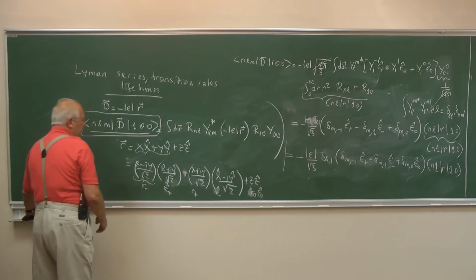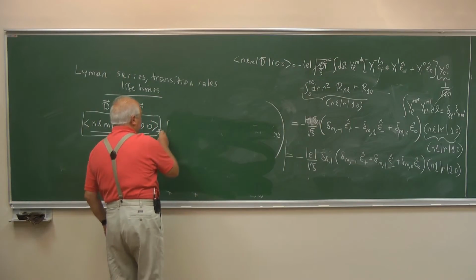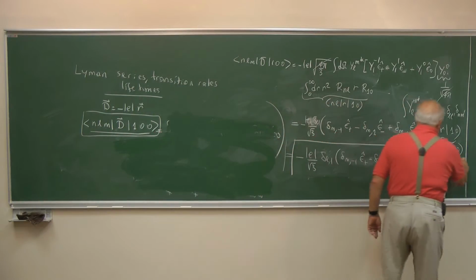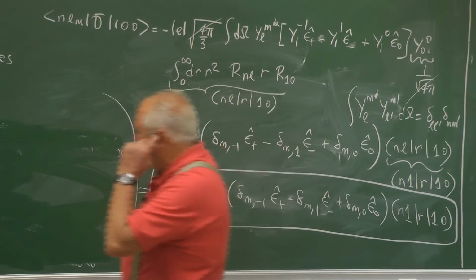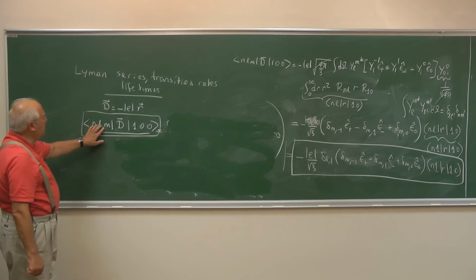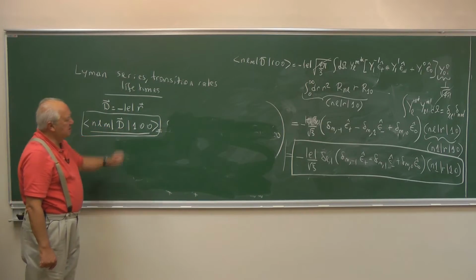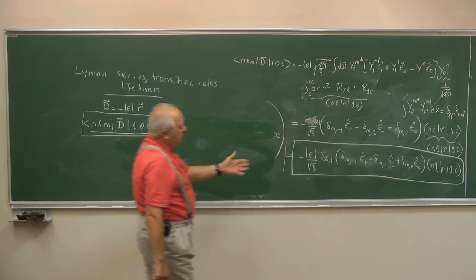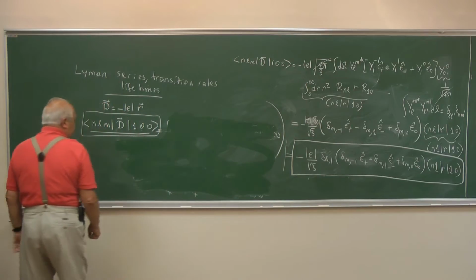Perhaps I erase the intermediate steps here. Let me not write this again here. So this is equal to that. You may notice a few things. This is a probability amplitude that this state, via the dipole operator, will decay into the 1 0 0 state. So this is the probability amplitude. The probability, of course, will be the square.